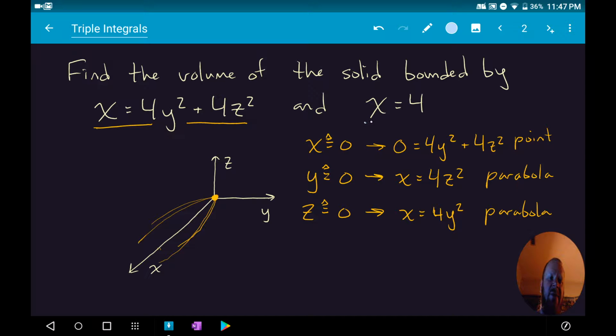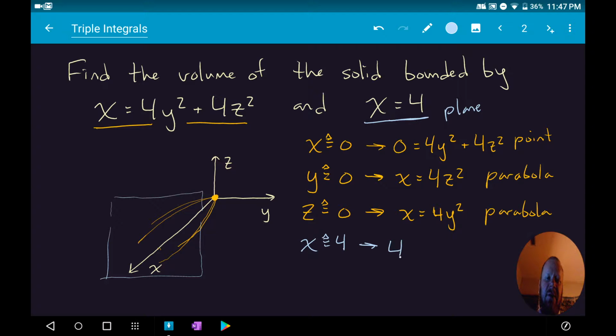we want to know what happens when, right, this is our plane x equals 4. We kind of want to know what happens when we intersect that plane, right, at x equals 4. So maybe we'll set x equal to 4 and see what's happening over here.